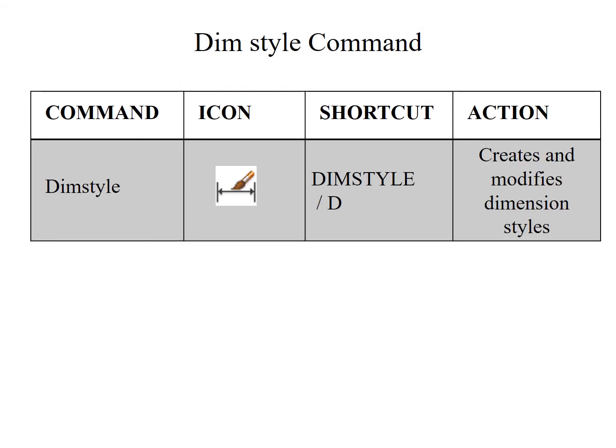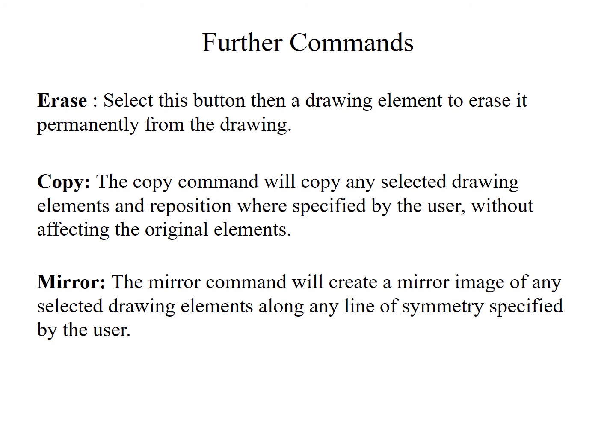Next command is the dimension style command. In the dimension style command you can find the icon here, and the shortcut key is D. It is used to create and modify dimension styles. Further commands include erase. Select this button, then a drawing element, to erase it permanently from the drawing.